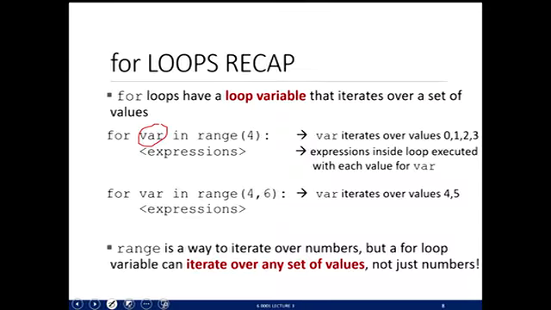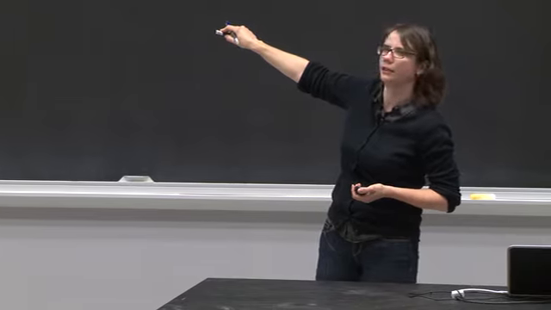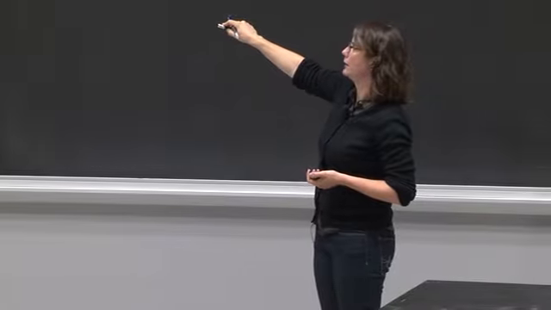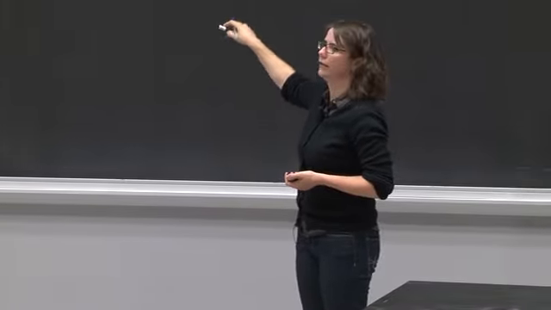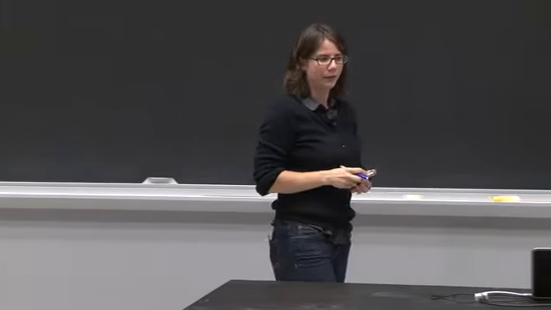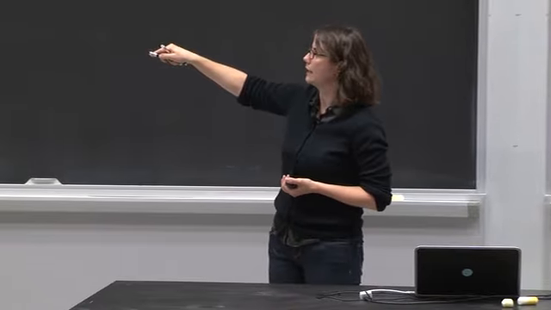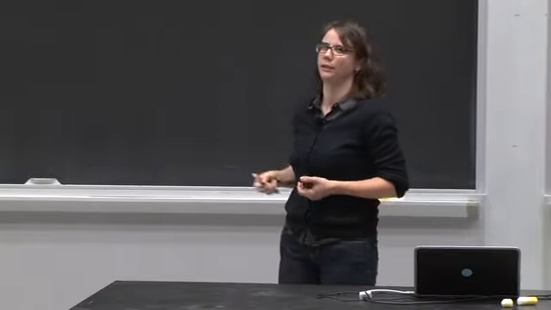And this variable in this particular case iterates over this sequence of numbers, 0, 1, 2, 3, 4. So the very first time through the loop, var has a value of 0. It does the expressions in the loop. As soon as they're done, var takes the value 1. It does all the expressions in the loop, and then var takes the value 2, and it does that all the way up until, and the last time it goes around is with var equal to 3.